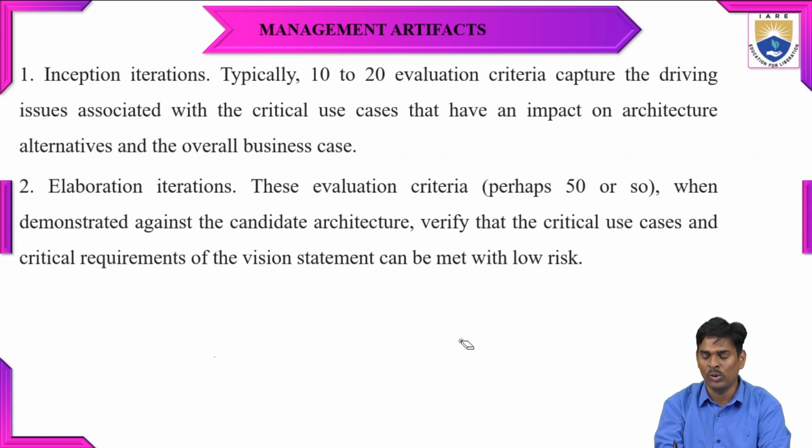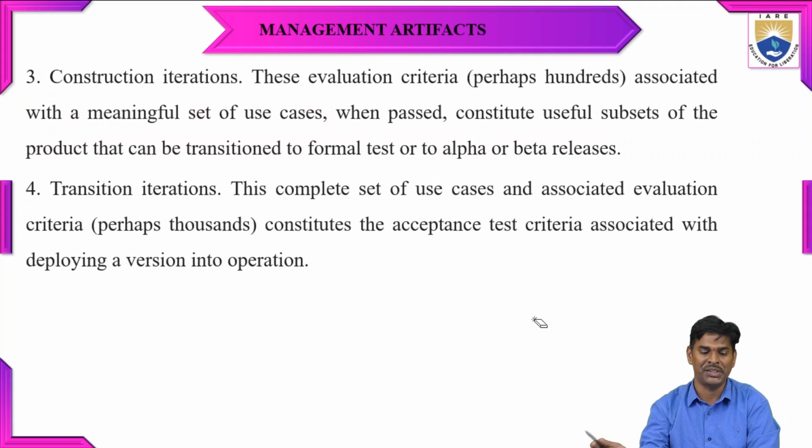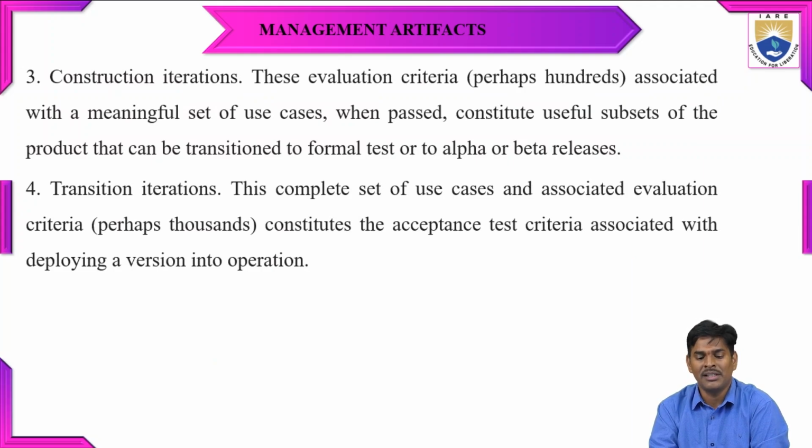The next one is construction. We know that construction is nothing but the implementation. So in the construction iterations, you have the implementation phase. There can be a number of use cases associated with it that pass, and these constitute useful subsets of the product which can be transitioned to formal test or to alpha or beta releases. And the last one is the transition iterations.